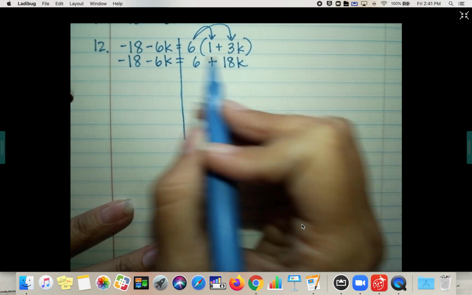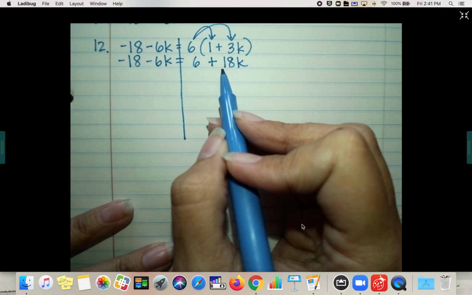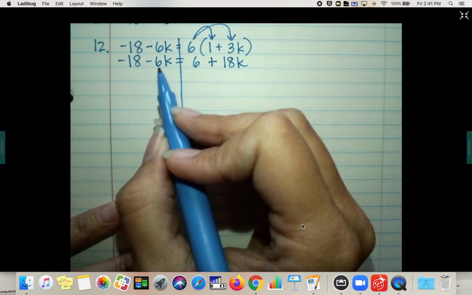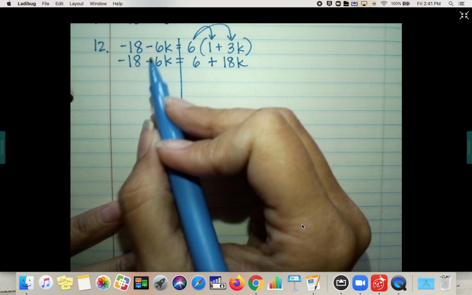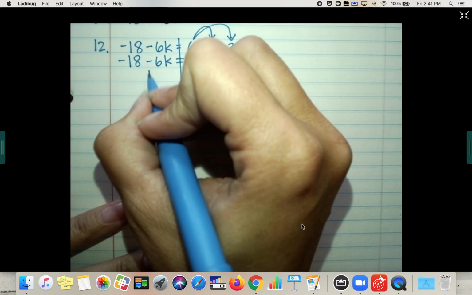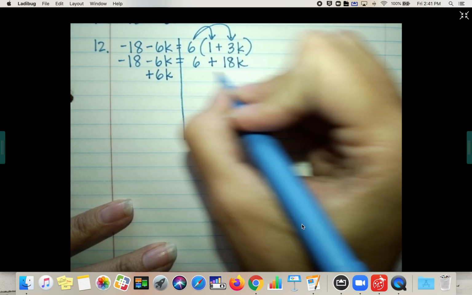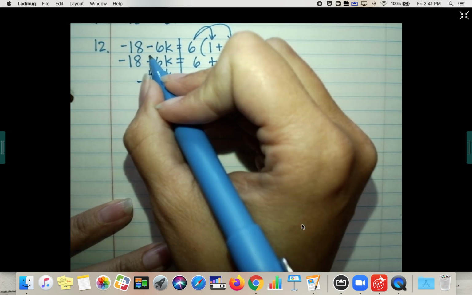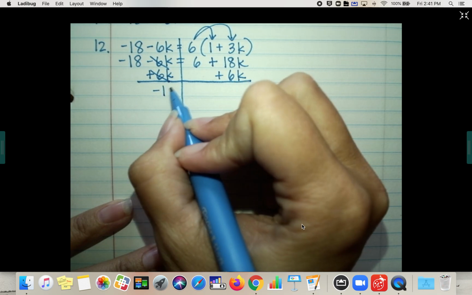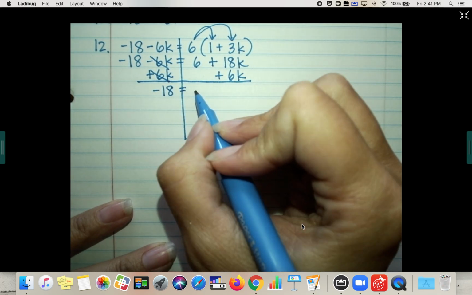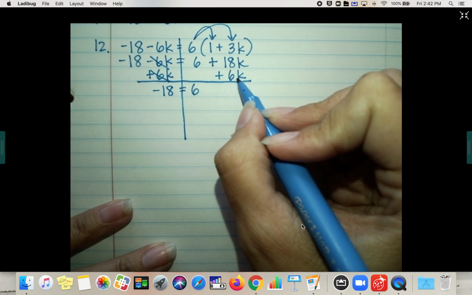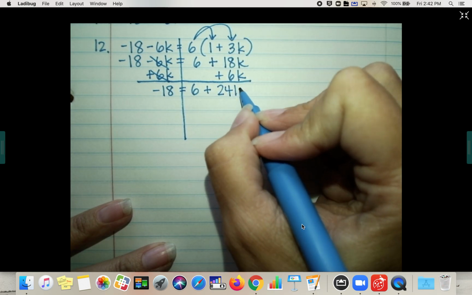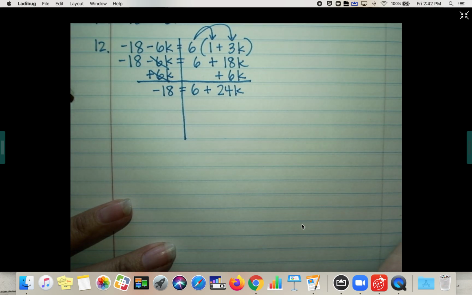So we're going to have to move one of the variables to the other side. I could subtract 18k, or I could add 6k, which is going to give me less negative. So I'm going to choose to do this. Again, it doesn't matter. If you chose something different, it would be fine. Negative 18 on the left, 6 plus 18 is 24 on the right. And since it's positive, I put a plus in between.